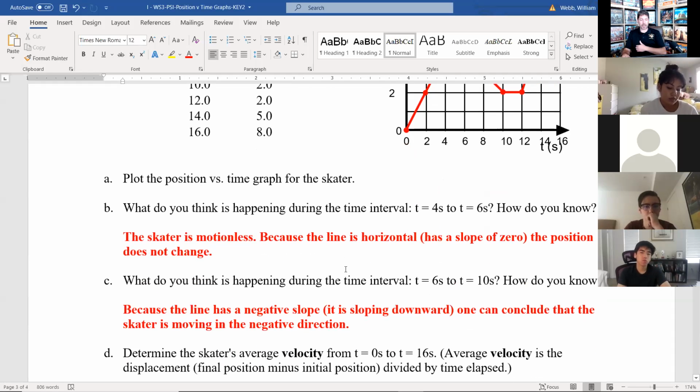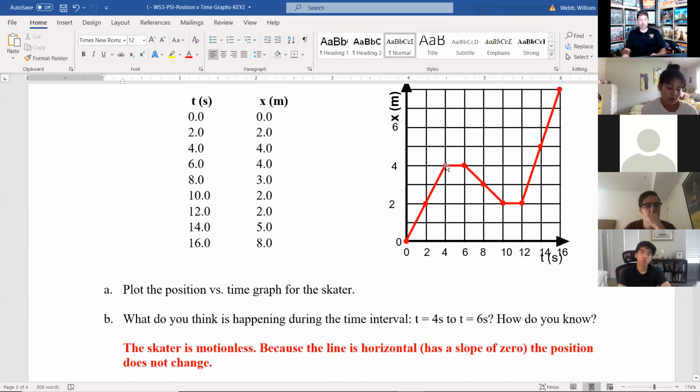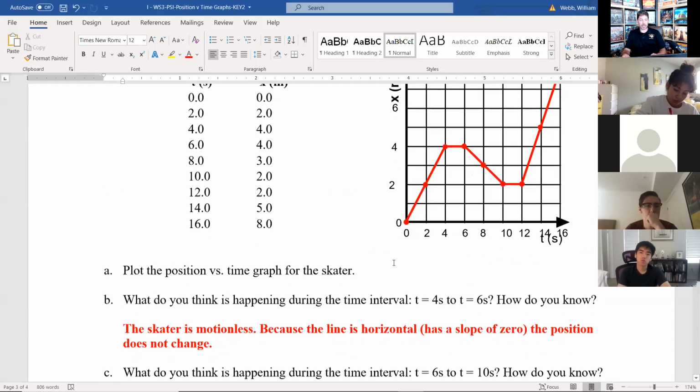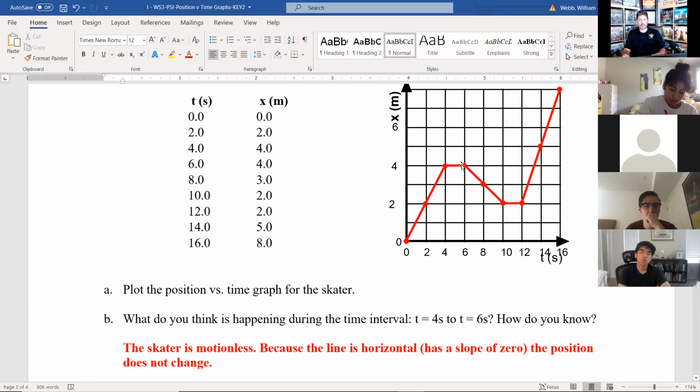What do you think is happening during the time interval of 4 to 6 seconds? Well, the position stays at 4 meters the whole time. So apparently Robin appears to not be moving in that time frame. And then C, what do you think is happening during the time interval from 6 to 10 seconds? From 6 to 10, he's going from the 4-meter position to the 2-meter position. So apparently he is moving backward during that span of time.